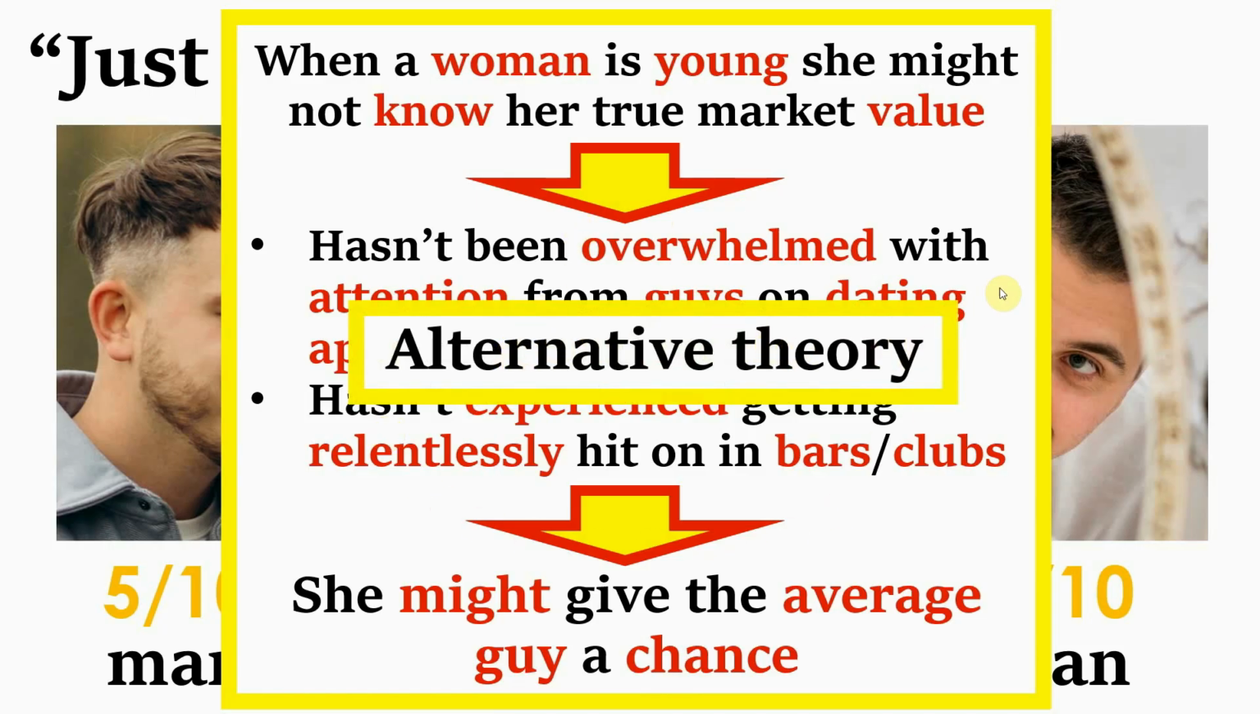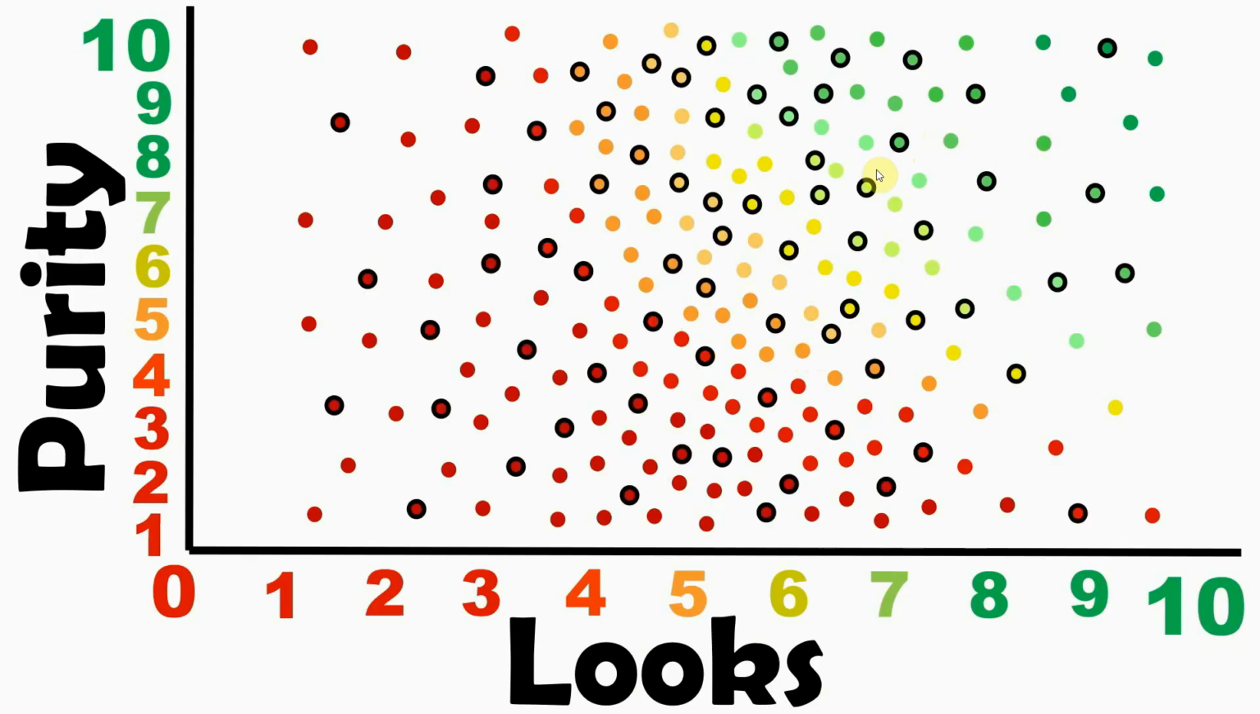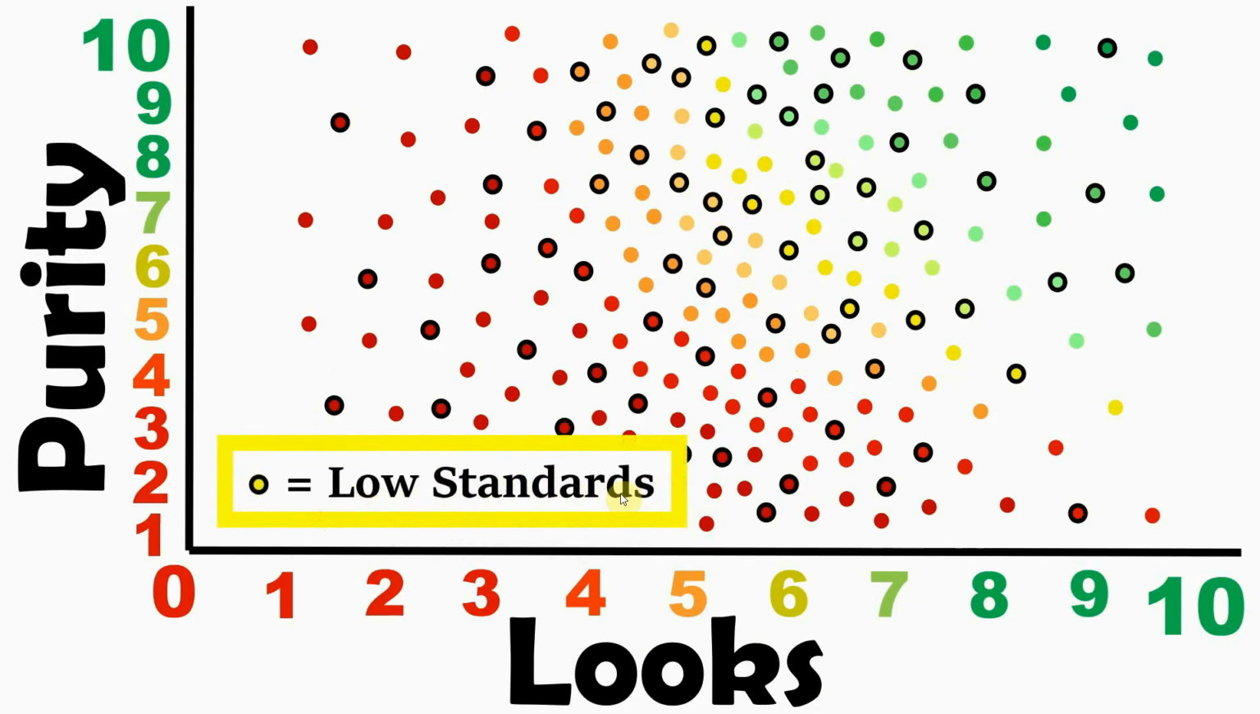If we take a look at our original chart again and imagine these are all young women who've never had a relationship before. Now let's also add another variable by outlining some of the dots in black, which indicates a woman has slightly lower than normal standards. In other words, she's happy dating an average guy or a guy 1 to 2 points below her looks level.